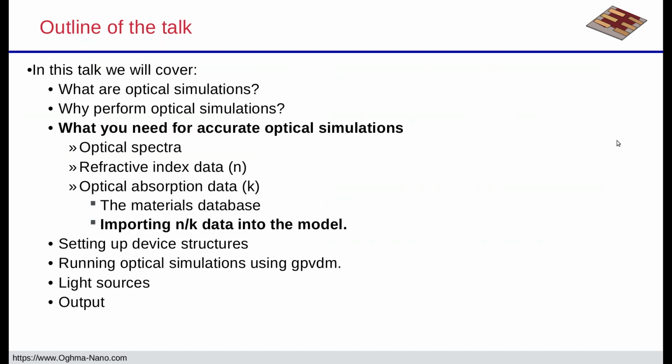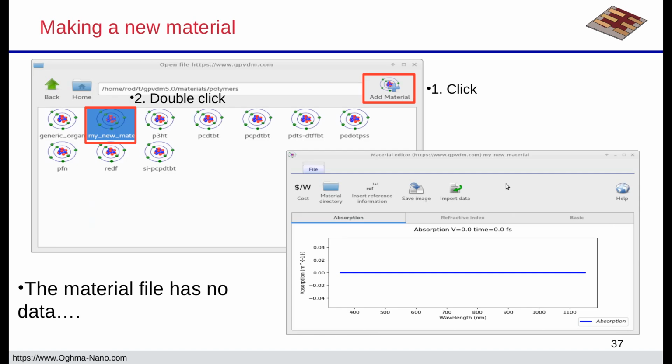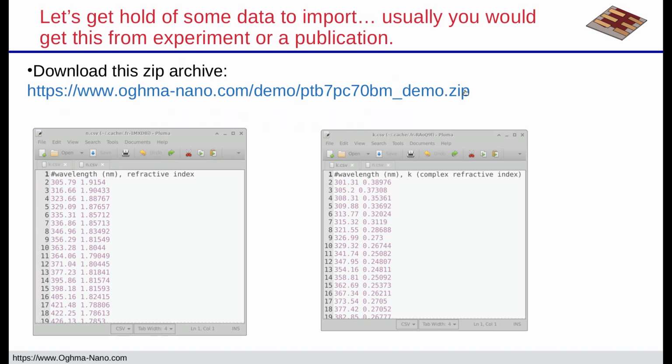So moving on, we're going to run over importing NK data into the model, because I think quite a lot of people want to do this. If you want to do this, click Add Material, and it'll ask you what you want to call your material, just like before. You open your new material and you'll have basically a flat line with no data. What you need to do now is download the data. I'm just giving you an example here. You can get this data from lots of other places, like refractiveindex.info, I think it's refractive-index.info. You can get refractive index and NK data from there.